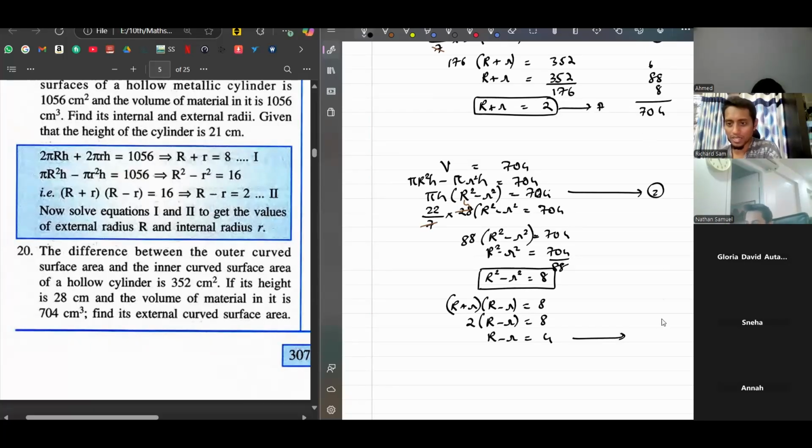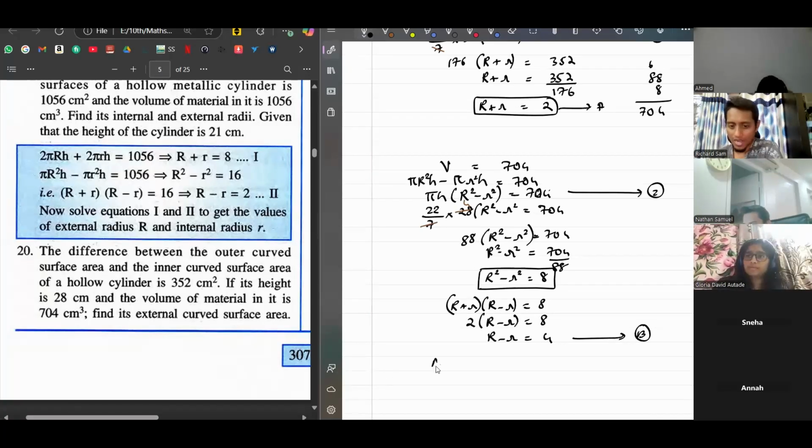Equation, we'll call it A, and equation B. Simultaneously, we can solve them. Add equation A and B. So R plus r is equal to 2. Capital R minus small r is equal to 4. So if we add both these equations, we'll get 2R is equal to 6. Therefore, R is equal to 3.